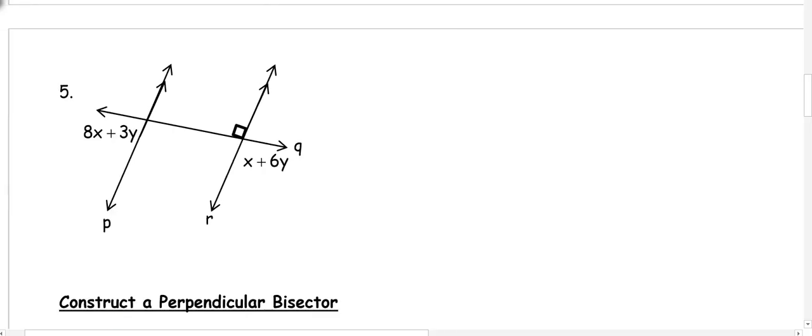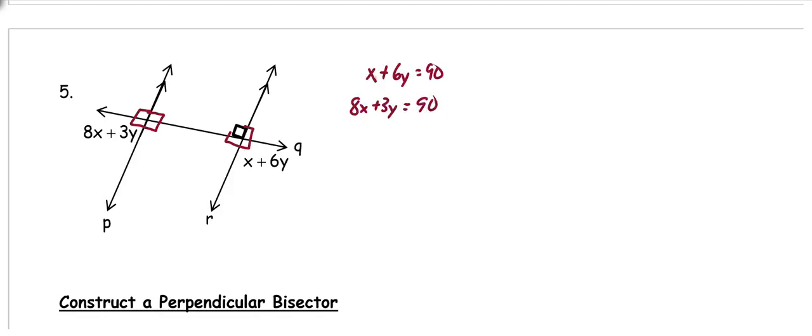Number 5, again, the same idea. So we have perpendicular lines with R and Q, which means we have right angles here. And because P is parallel to R, those are also right angles. So we have x plus 6y equals 90, and we have 8x plus 3y equals 90.